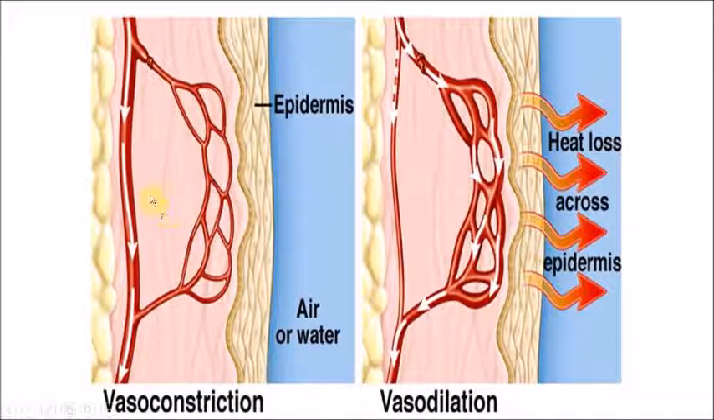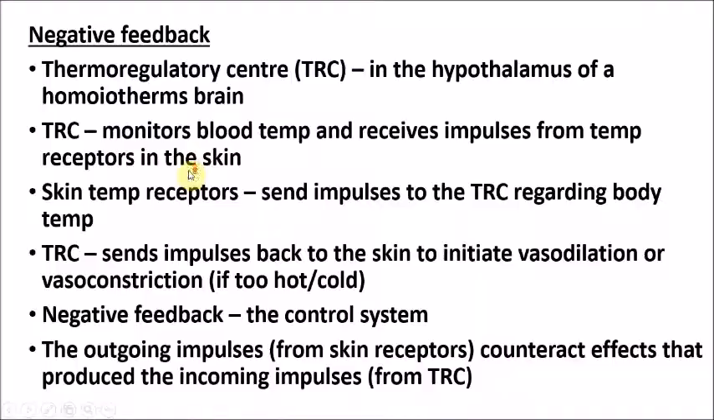Remembering that if it's too cold, vasoconstriction occurs. If it's too hot, then vasodilation occurs to get rid of excess heat or to conserve the heat inside the body. Now, negative feedback basically just means that the messages going back to the brain will counter out the effects of the original messages that were going to the, say, blood vessels in this example of vasoconstriction and vasodilation.